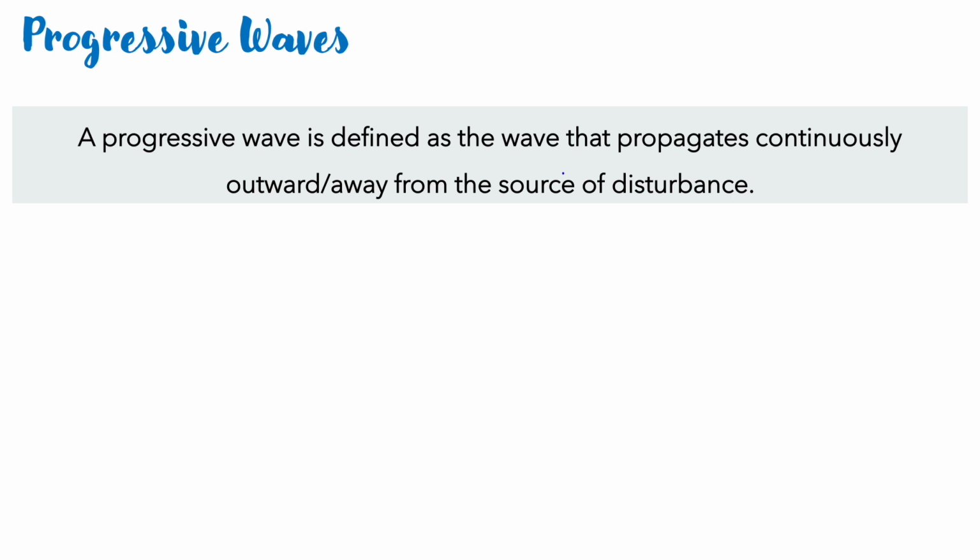Propagation means movement. It propagates continuously outwards or away from the source of the disturbance, right? So where the source is producing these waves, the waves propagate away from the source. Such waves are called progressive waves, and the mathematical formula for these waves is this one.